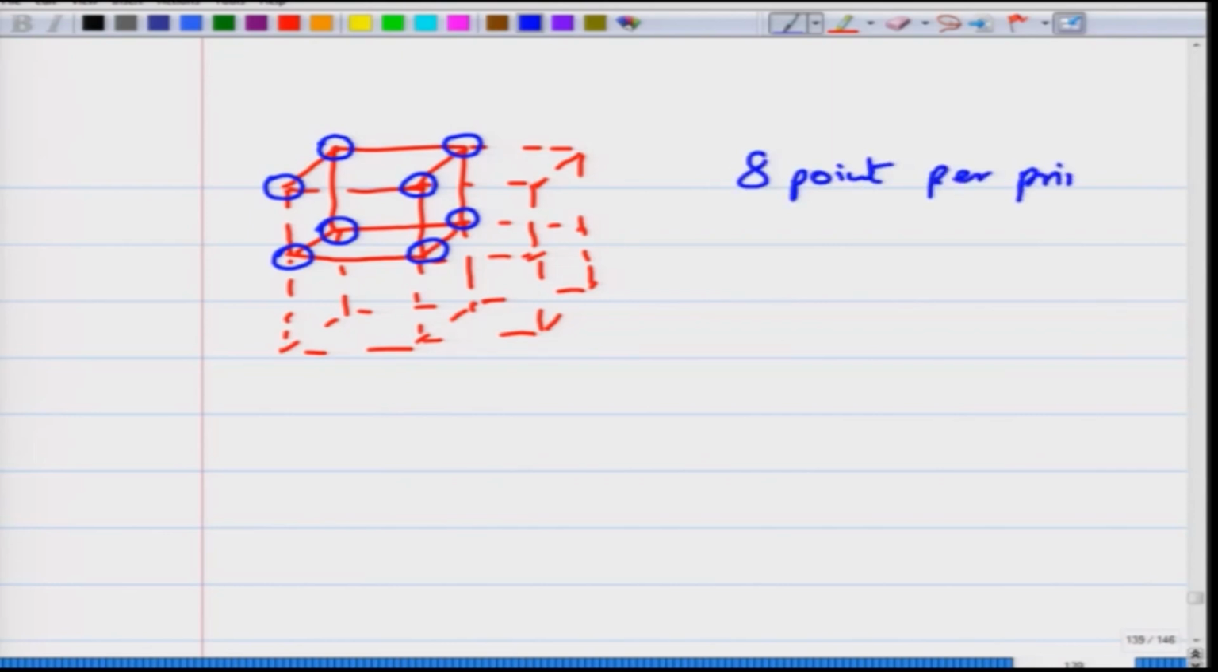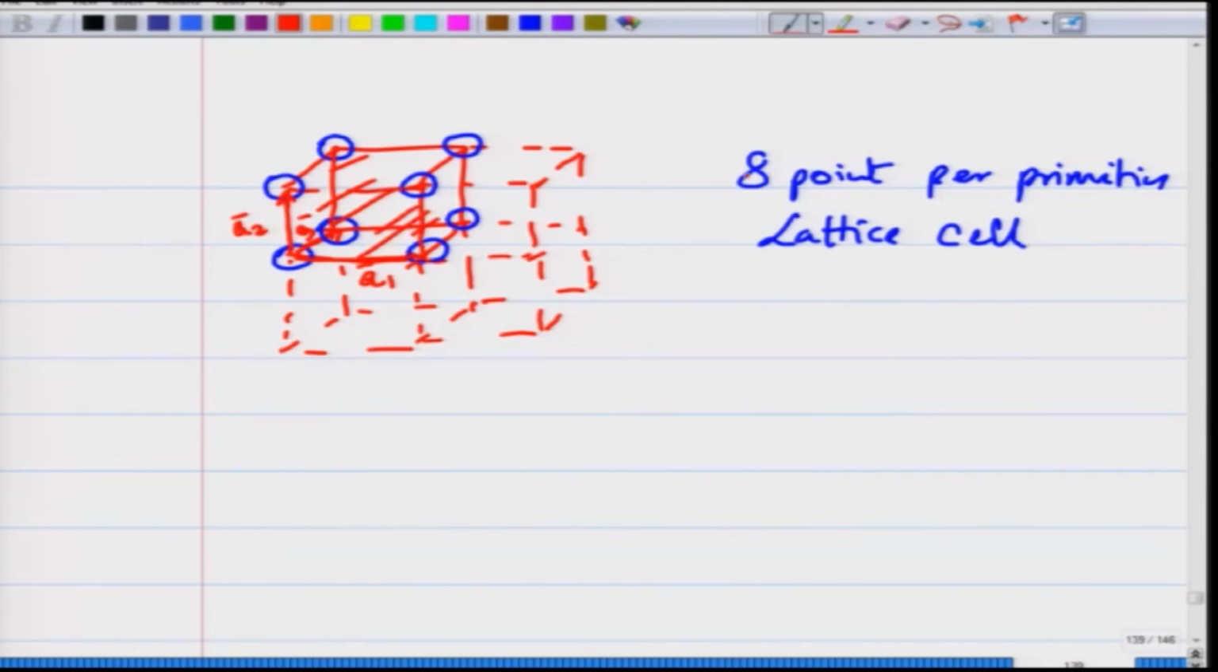per primitive lattice cell. In this case, my primitive lattice cell now is A1, A2, A3. A1 is this, A2 is the vertical and A3 is going along the other corner of the cube. There are 8 lattice points and whatever is the shaded, this is my primitive lattice cell.